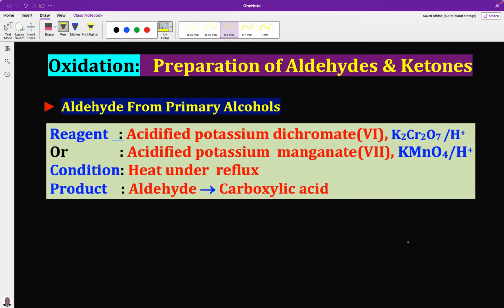Here, we will be studying the reduction of aldehydes to primary alcohols and the reduction of ketones to secondary alcohols.